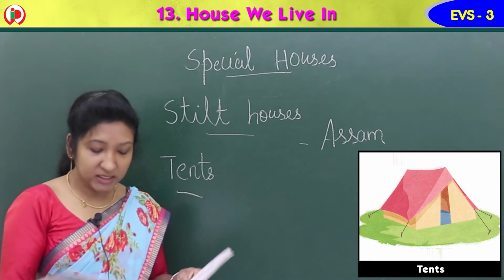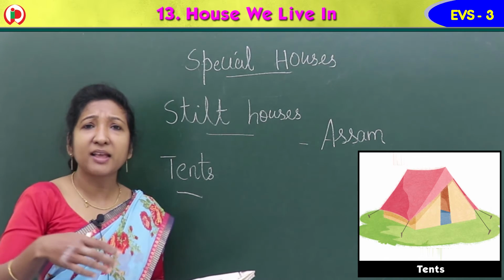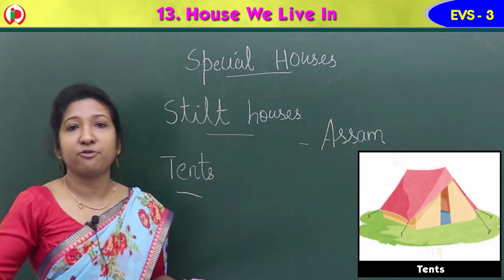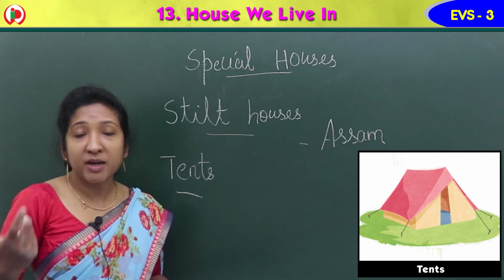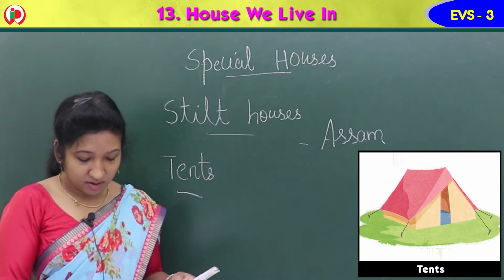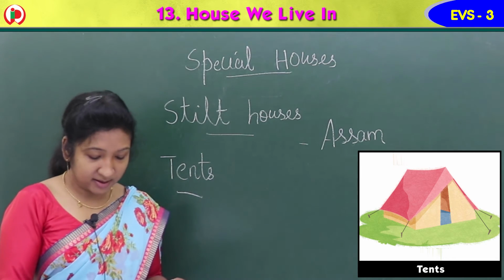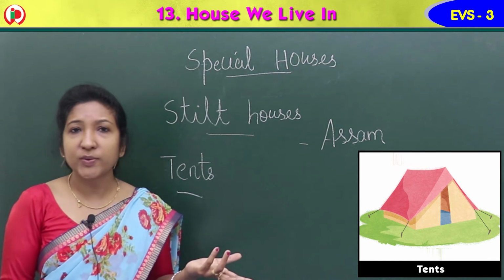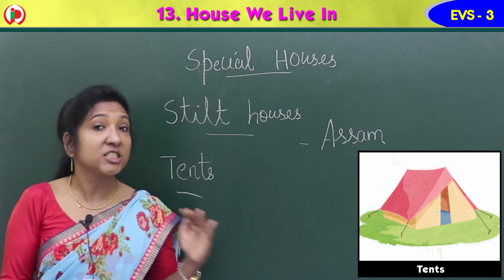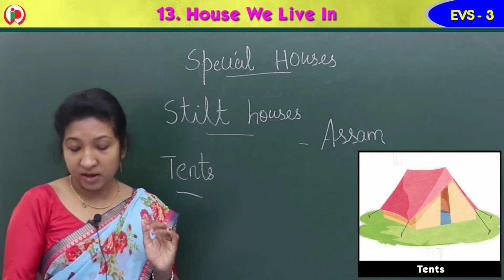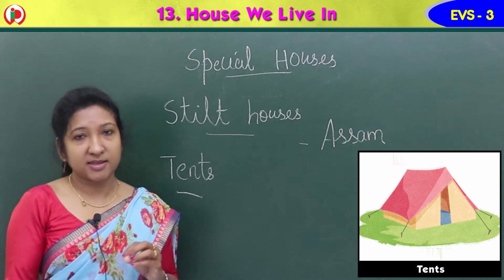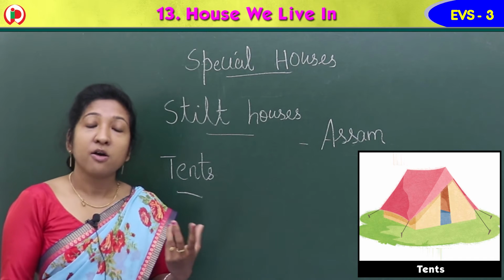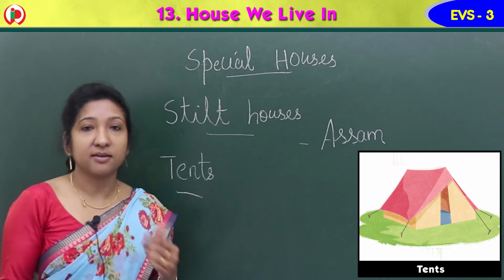Tents are movable shelters. We can move them from one place to another because it is easy to fix and easy to take off. It is made up of some cloth. They are made of canvas, cloth or leather. Canvas means a cotton cloth, we say. Leather is also a polished cloth. Okay, so tents are made of canvas or cloth, normal cotton cloth, or polished cloth like leather.